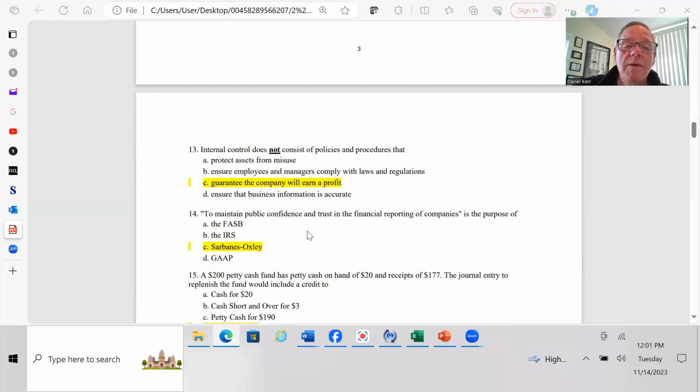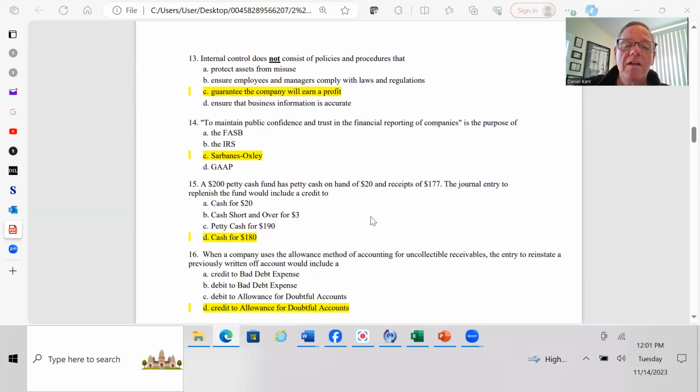14, this is a quote here, to maintain public confidence and trust in the financial reporting of companies. That was the purpose of the Sarbanes-Oxley Act that came in the wake of Enron.